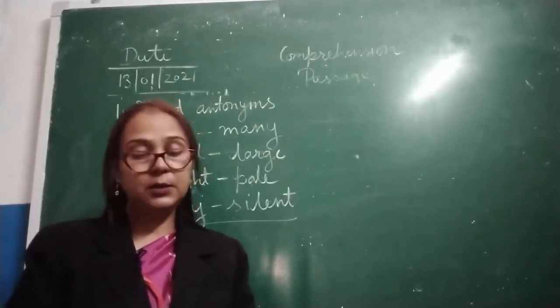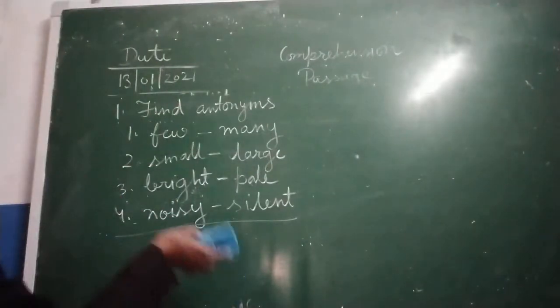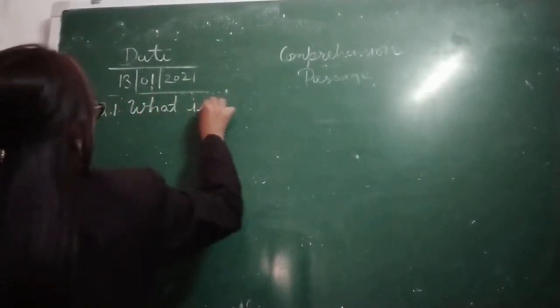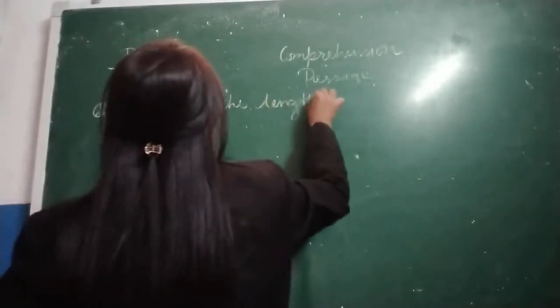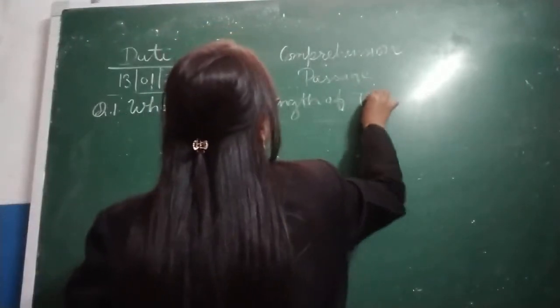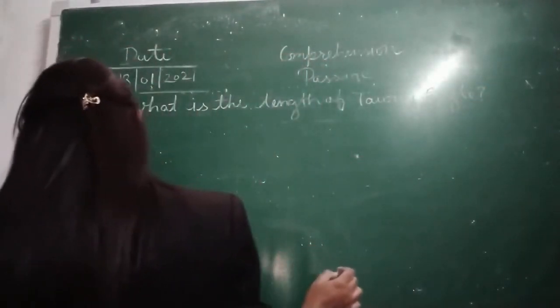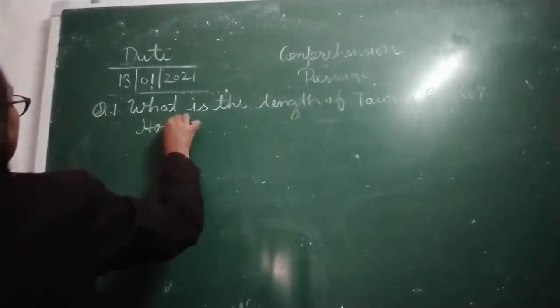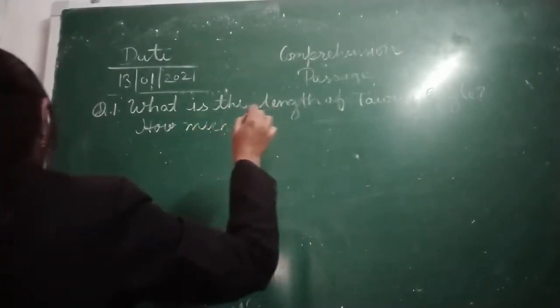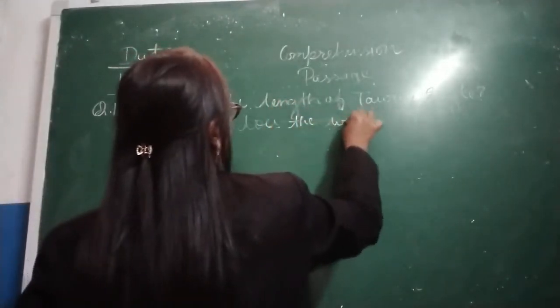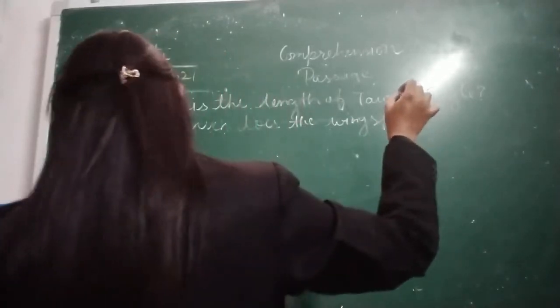So here we should write the first question, and I hope you have done it. Now we are moving to the questions and answers. The first question I am going to write on the board, that is, what is the length of the tawny eagle, and how much does the wingspan measure?